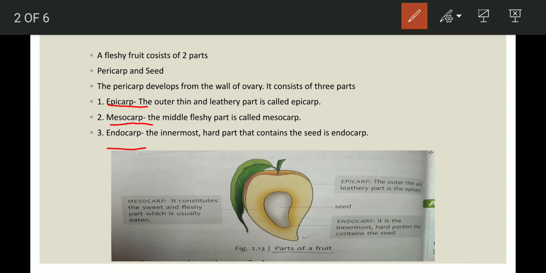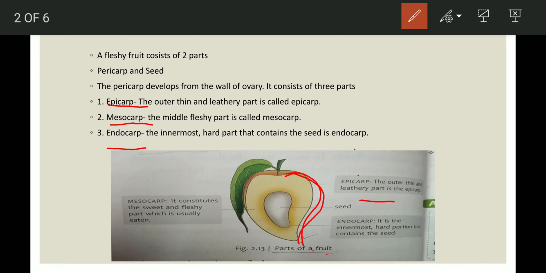See here, students, in this picture you can see this is a fruit of mango. This outermost layer is thin, and that is the epicarp. It forms the skin of the fruit. Means ये जो बाहर का लेयर होता है जो थिन एंड लेदरी होता है and it forms the skin of the fruit is known as epicarp.